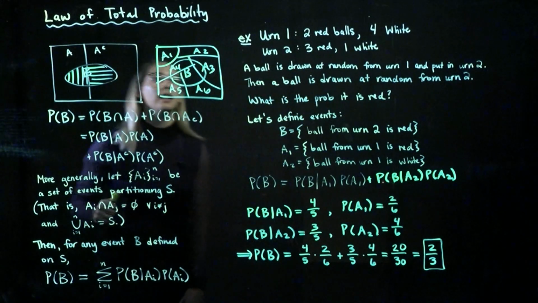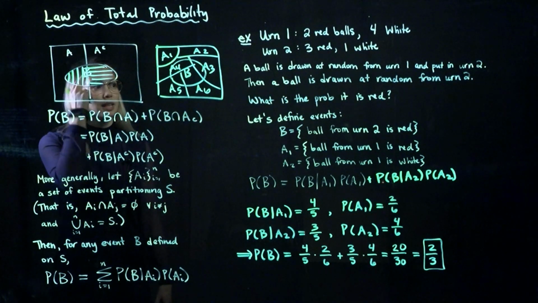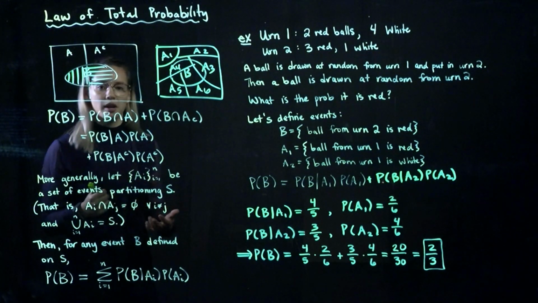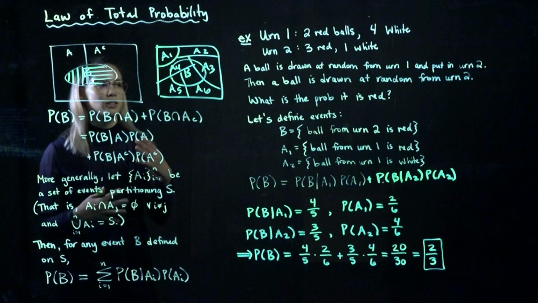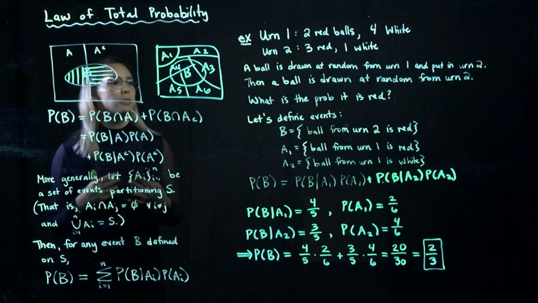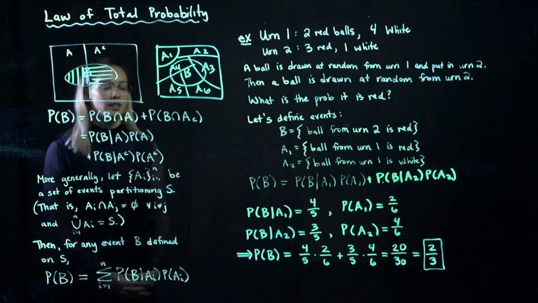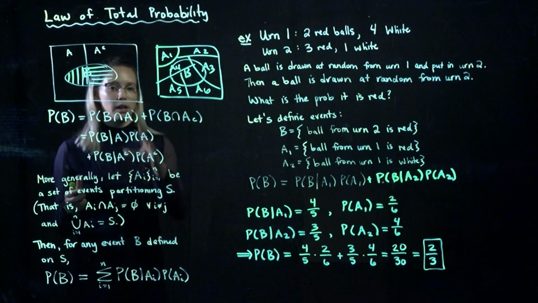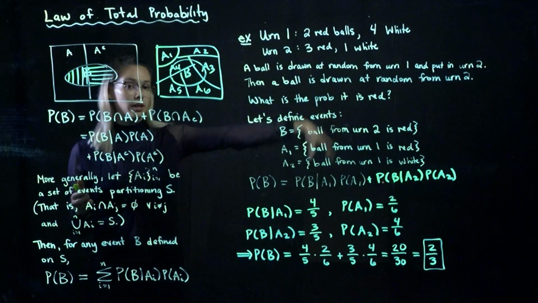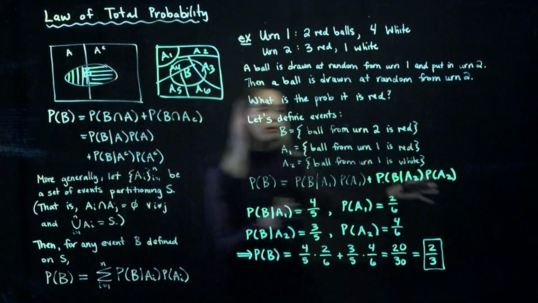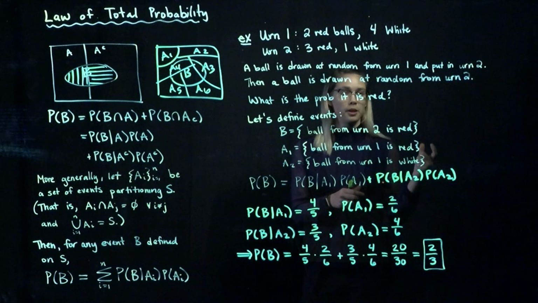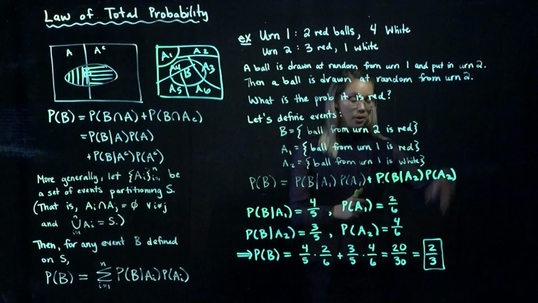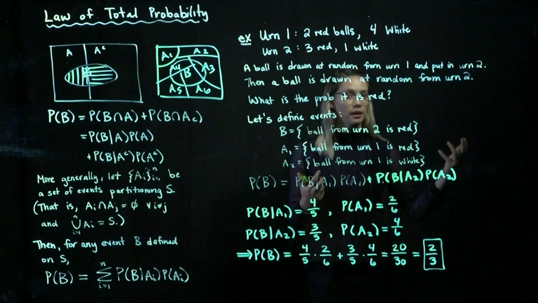All right, so let's apply this law of total probability to an example to see how it can be used. Probabilists love talking about urns and balls. So here's urn 1. It has 2 red balls, 4 white balls. Urn 2 has 3 red and 1 white. Imagine that we draw 1 ball at random from urn 1 and put it into urn 2. Then we go over to urn 2 and draw 1 of the balls out at random. We're wondering, what's the probability that the ball that we draw out of urn 2 is red?